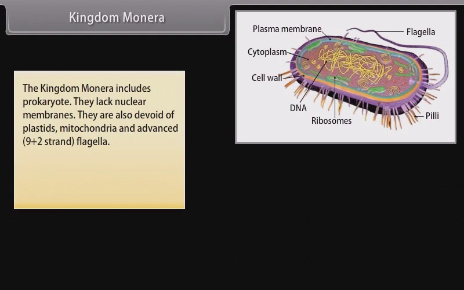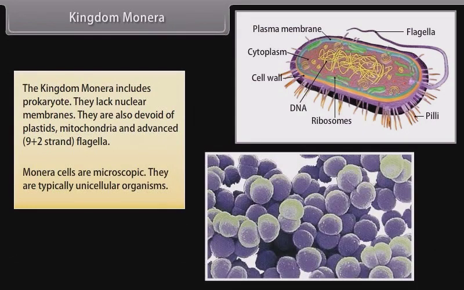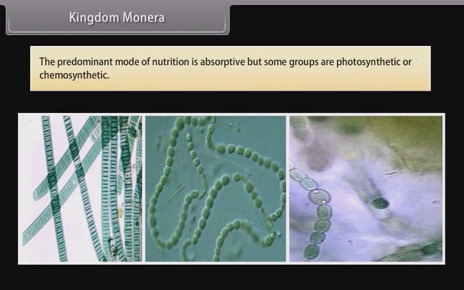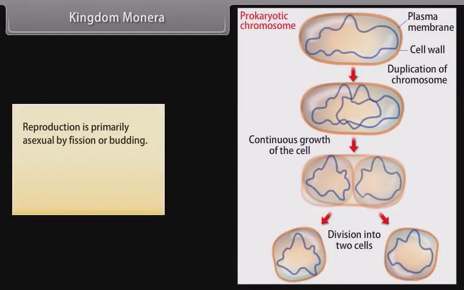They are also devoid of plastids, mitochondria, and advanced 9+2 strand flagella. Monera cells are microscopic. They are typically unicellular organisms. The predominant mode of nutrition is absorptive, but some groups are photosynthetic or chemosynthetic. Reproduction is primarily asexual by fission or budding. Protosexual phenomenon also occurs.